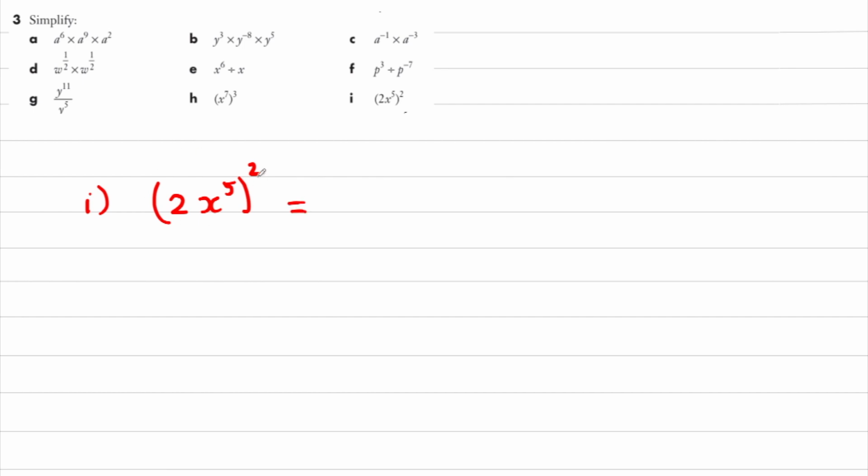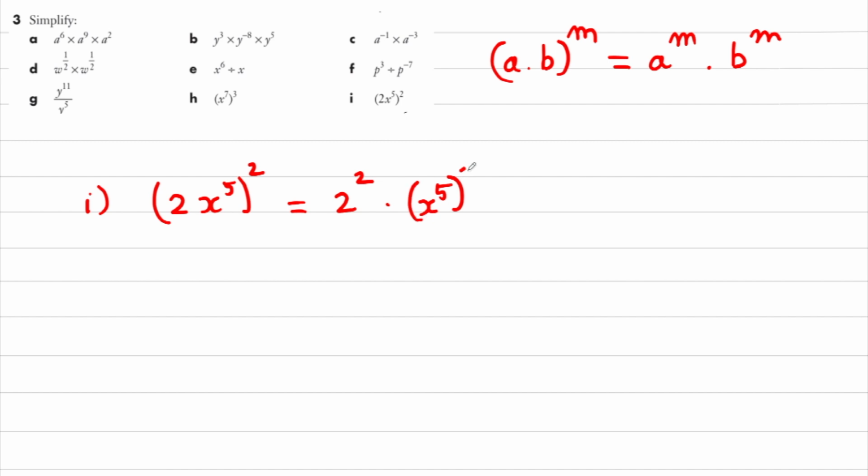I want to make this question clearer, because from now your exercises will be a lot harder. You will have (a times b) to the power of m outside the bracket like this. So you can apply the power m to the base number a and base number b like this. The same thing for this question. You will get 2 squared here. And the next one is x to the power of 5 inside the bracket and squared outside. So here is 4 and here is 10. Why do you get 10 here? Because 5 times 2 equals 10.